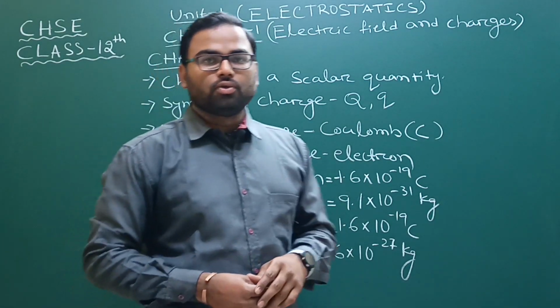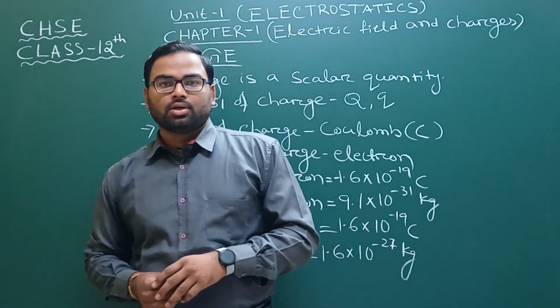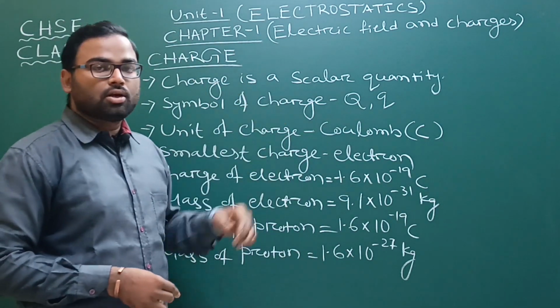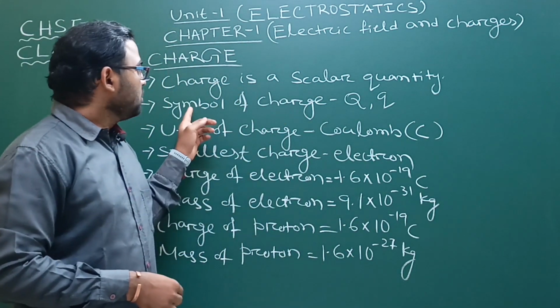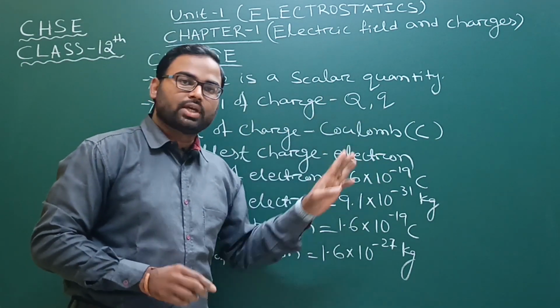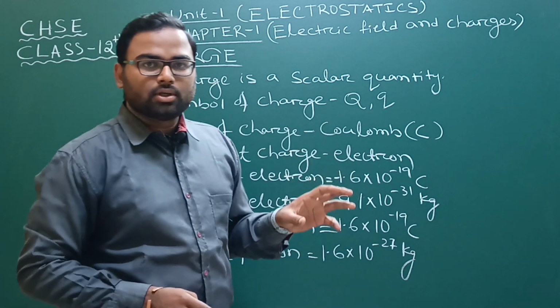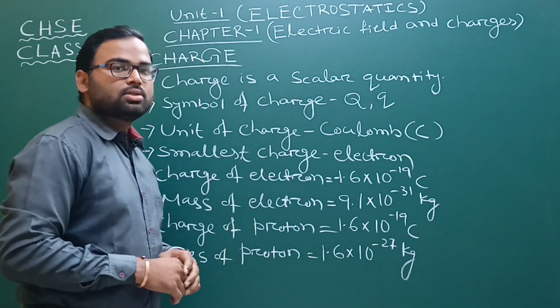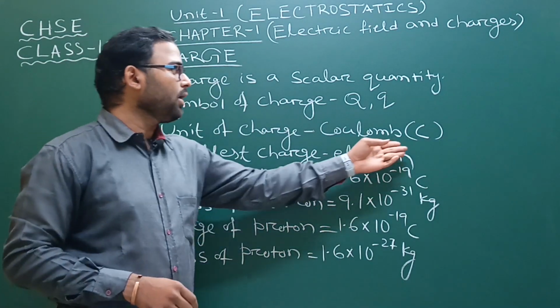So first of all we will discuss about charges. What are charges? See, charge is a scalar quantity and the symbol of charge is capital Q or small q. We can denote charge as capital Q or small q. And the unit of charge is coulomb. It is denoted by C.